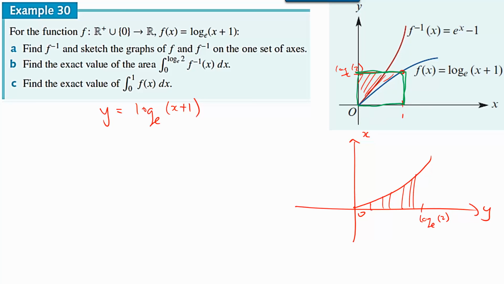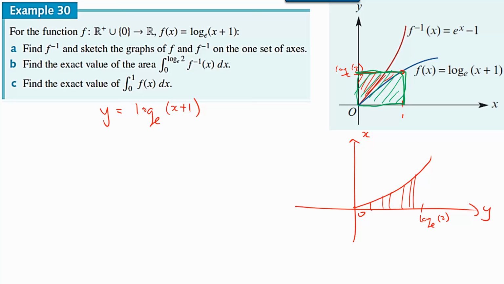I know how to find that area of the green box. The area of the green box minus the area of the red is going to give me what I want. See, that's the area I want. So if I find that area of the red, I can minus it from the green. Now how do you find the green? It's just length by width. It's 1 times log e of 2. Okay, now if I can find out the area of the red.